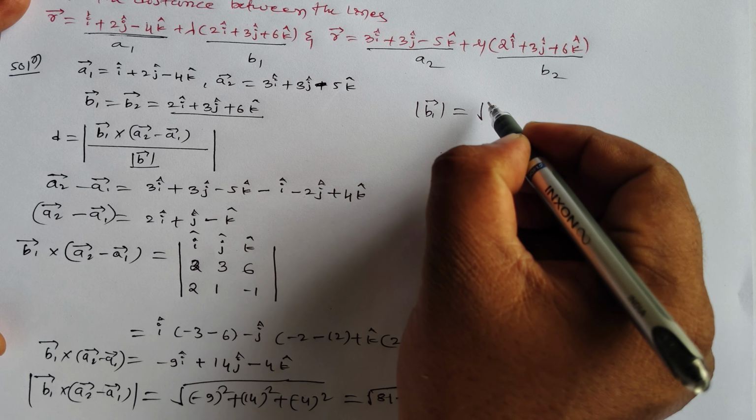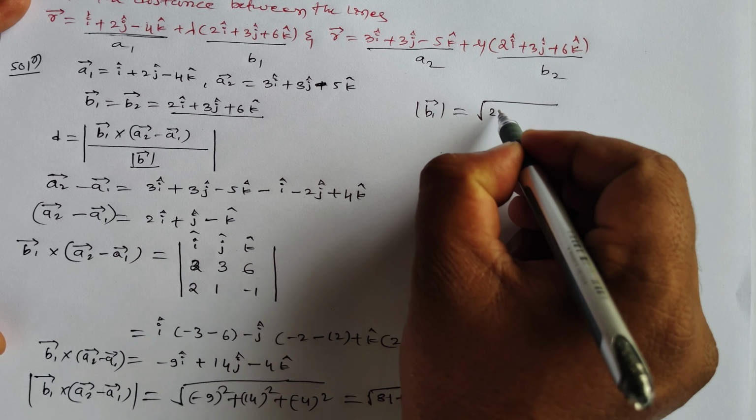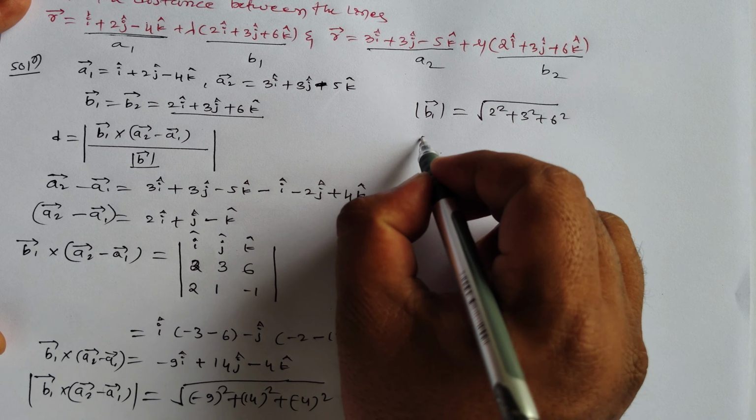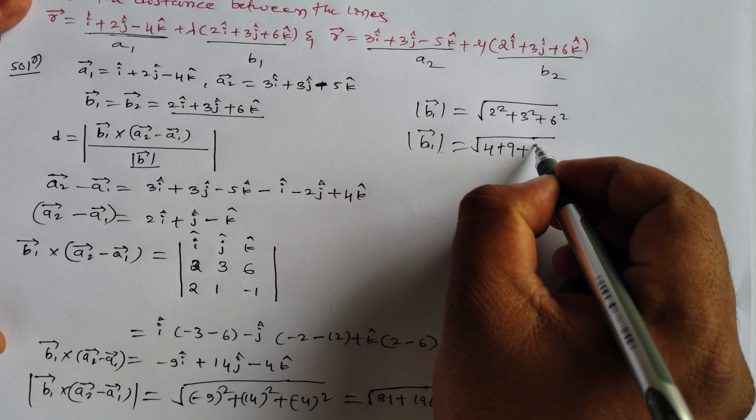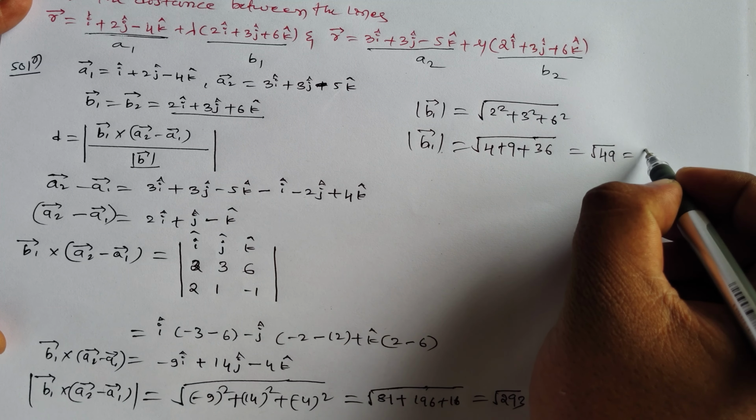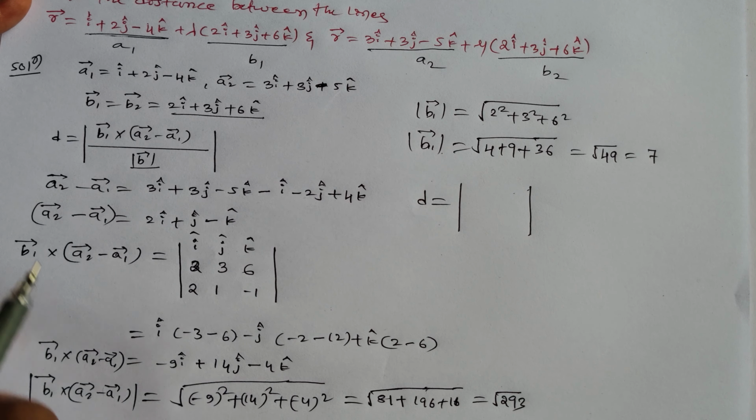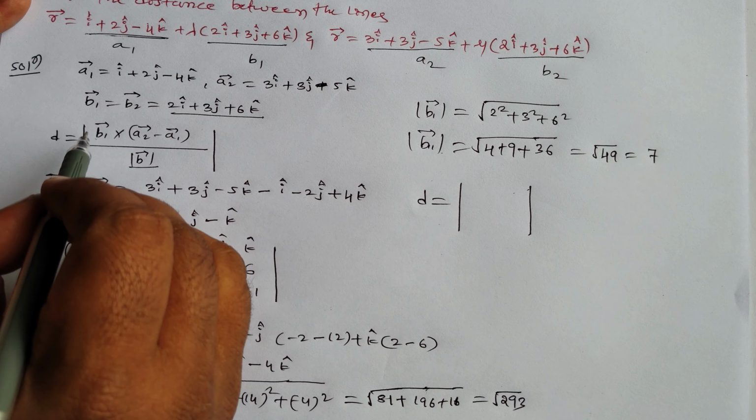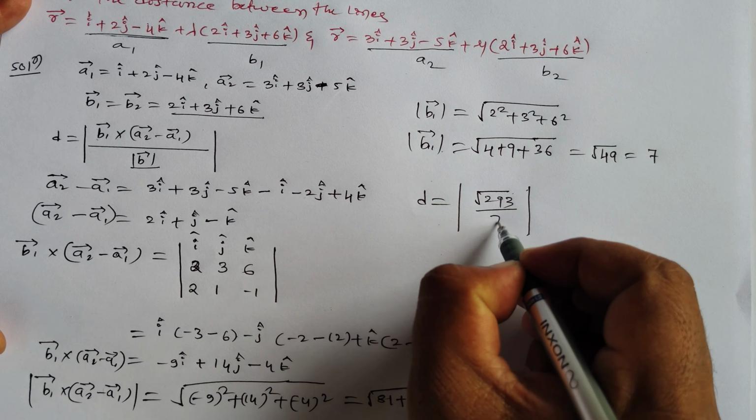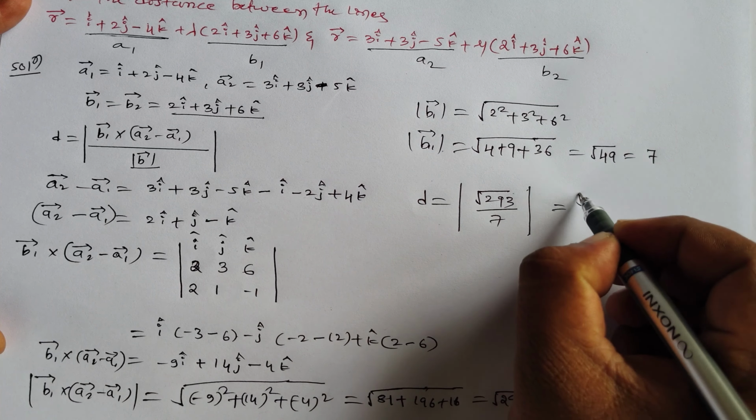Next, find the magnitude of b1 vector. Magnitude of b1 is equal to root of 2 square plus 3 square plus 6 square, which is root of 4 plus 9 plus 36, equal to root 49, which is 7. Then d equals, see the formula, we already found the values. Substitute here: root 293 divided by 7. So it will be positive root 293 divided by 7. Okay, first question complete.